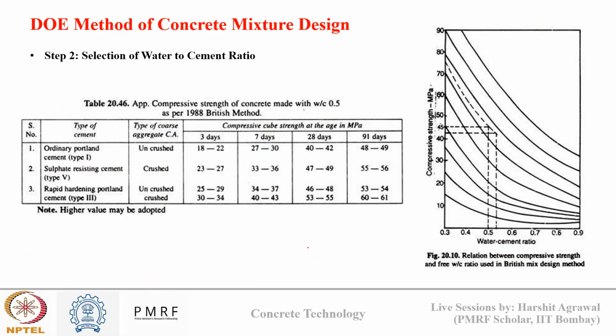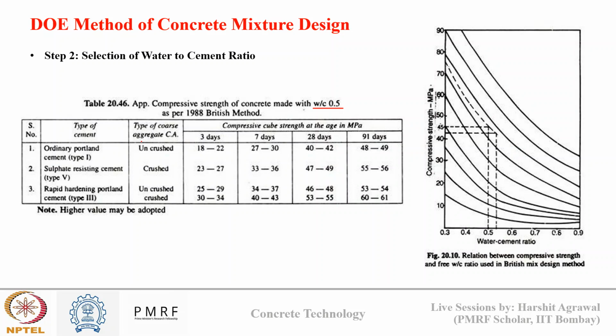So first, after we have selected the required compressive strength for W by C ratio determination, DOE provides a table and a corresponding figure. So in the table, for a known cement type and coarse aggregate type, we determine the approximate compressive strength that we can get for a W by C ratio of 0.5. Okay, then this strength will go to the curve and find where this strength will lie, and we'll draw a parallel curve, and from that point we'll determine what is the W by C ratio required for our strength.